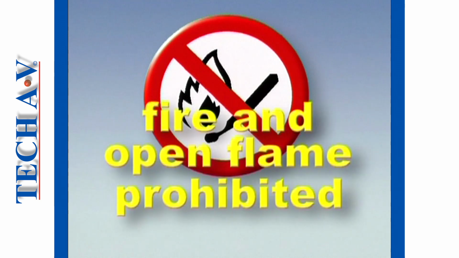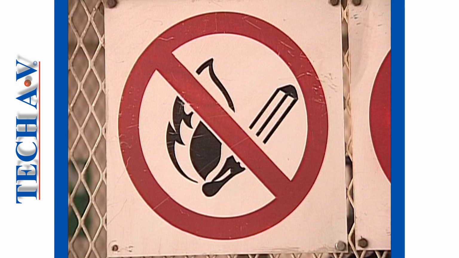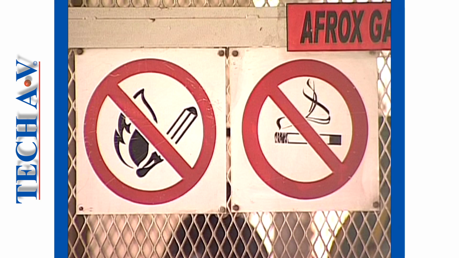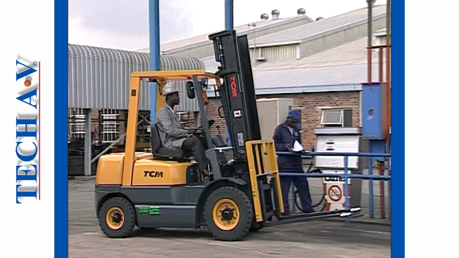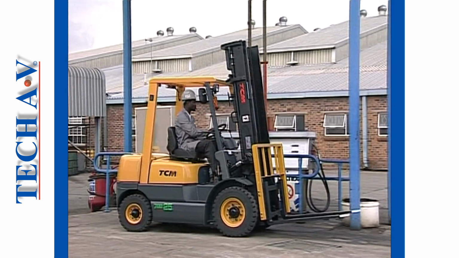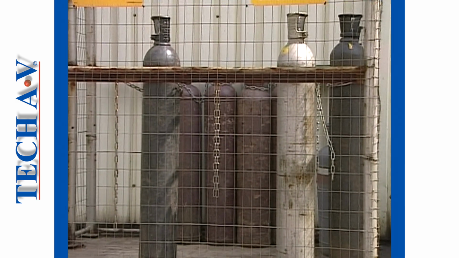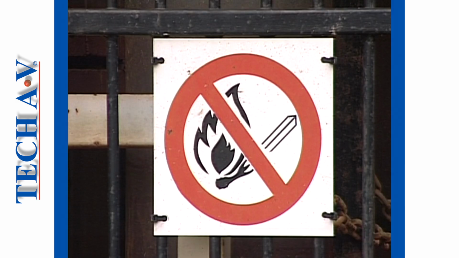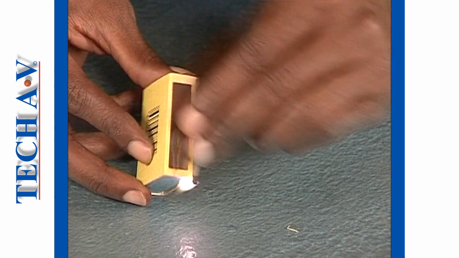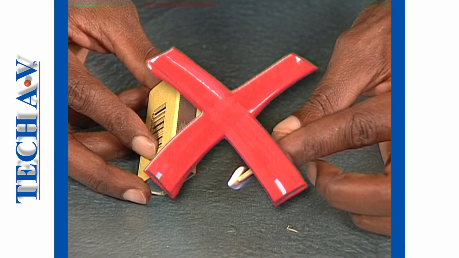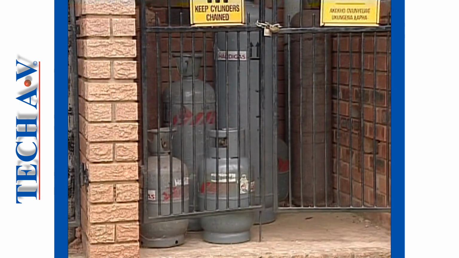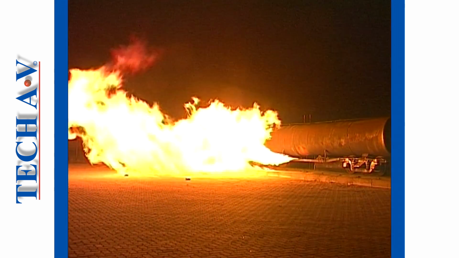The fire and open flame prohibited sign. This sign is often combined with the no smoking sign. In areas where there are flammable substances and liquids, an open flame can cause a fire or an explosion. This sign therefore indicates that any fire or flame, such as a burning match or cigarette lighter, which may ignite a flammable liquid or substance, is not allowed in the area.